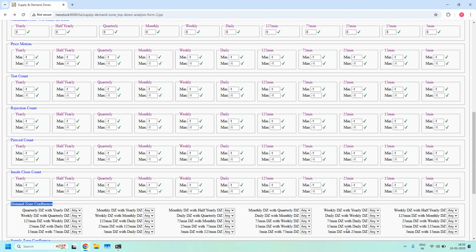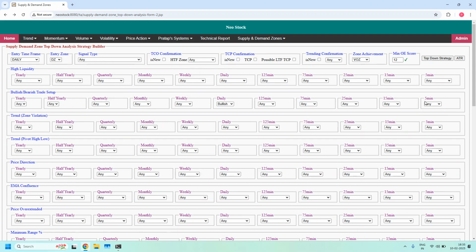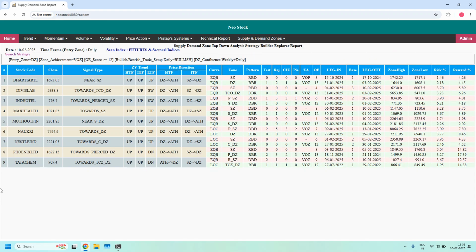I am setting the filter LTF and ITF demand zone confluence. LTF is daily, ITF is weekly. So daily demand zone with weekly demand zone confluence filter I am enabling. Once the filter is enabled, let us identify. We got 9 stocks. Out of 13, the list is come down to 9.